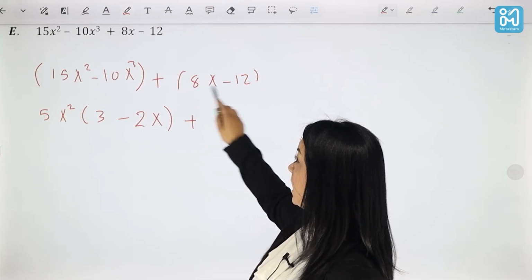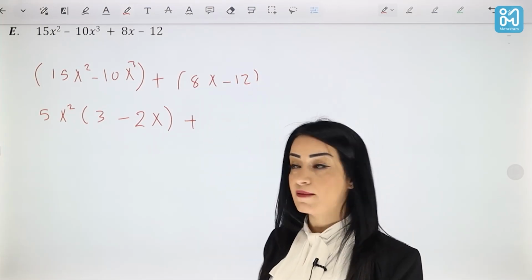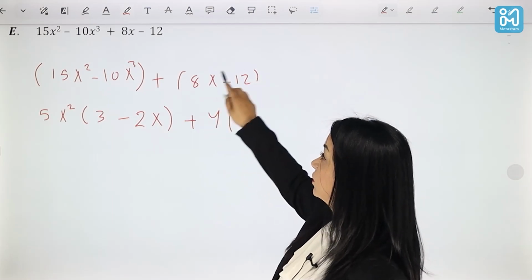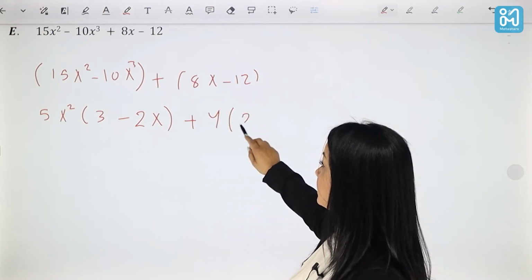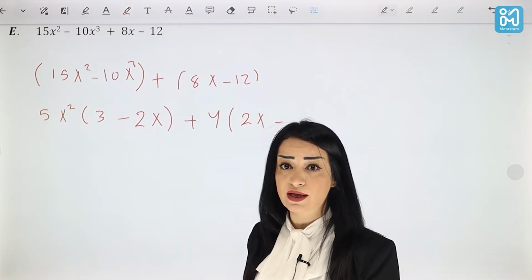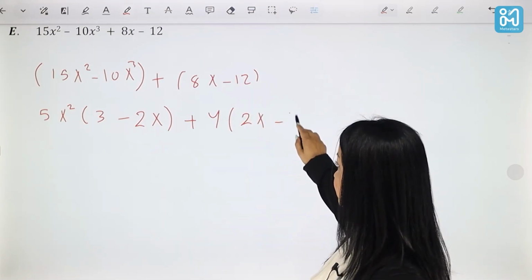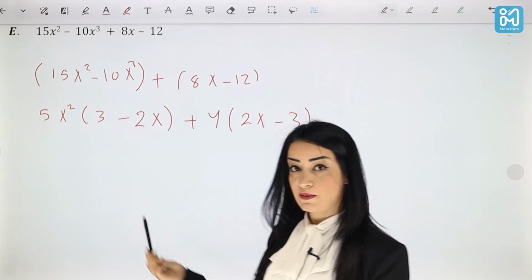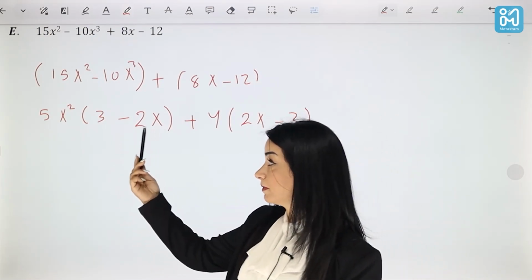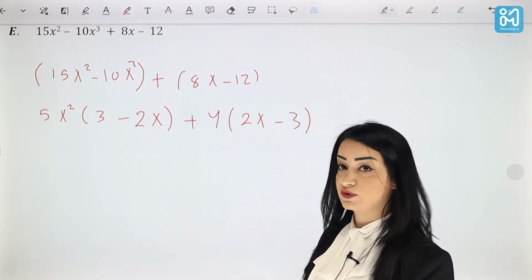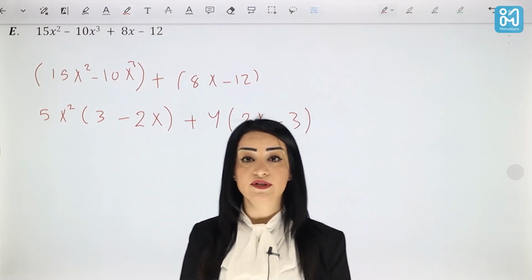Plus 8 and 12. What is the common factor? Of course, it's 4. Open. 4 times what is equal to 8x? It's times 2x. Minus 4 times what is equal to 12? 4 times 3. Okay. Now I have the same problem like the previous example. I have a 3 and a 3, negative 2x, positive 2x. So how can I solve this problem?